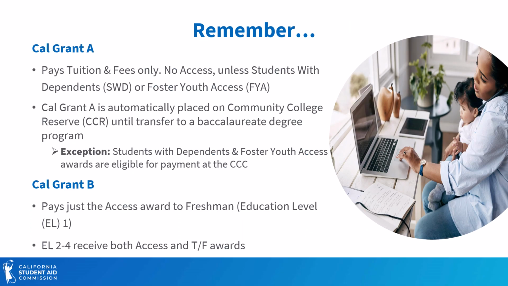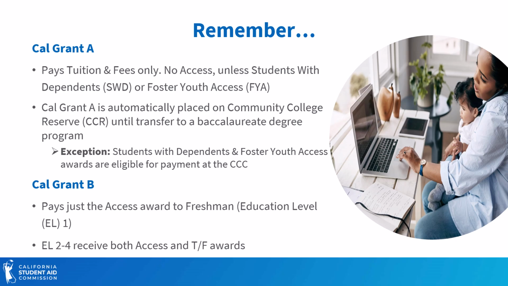Before we jump into payment calculation, this is a good place to point out some reminders about how Cal Grants work. Cal Grant A pays tuition and fees only. Cal Grant A does not include the Access Award unless the student is a student with dependent children or is receiving the Foster Youth Access Award. Additionally, Cal Grant A is not payable at the community college and is automatically placed on Community College Reserve, or CCR, until transfer to a bachelor degree program. Once again, our exceptions are students with dependents and foster youth access awards, which are payable at the community college.